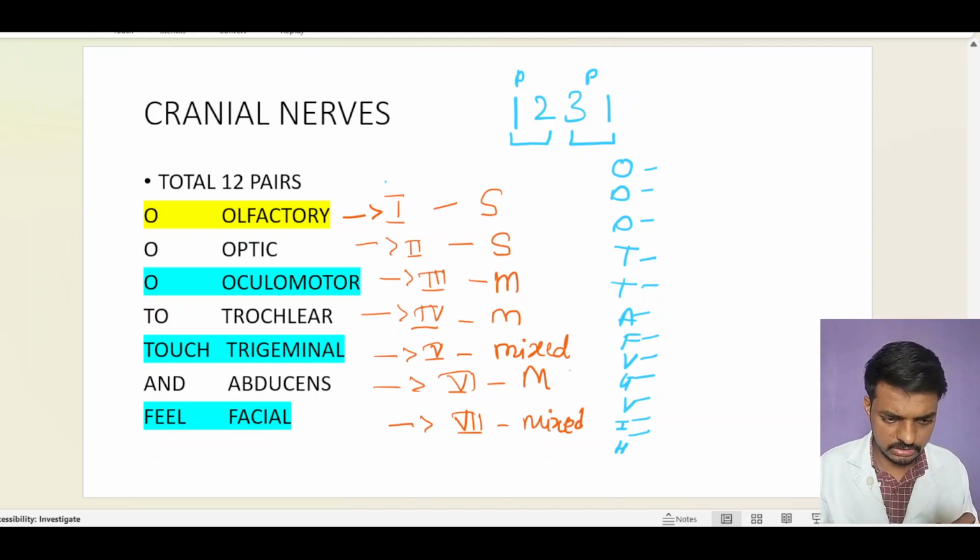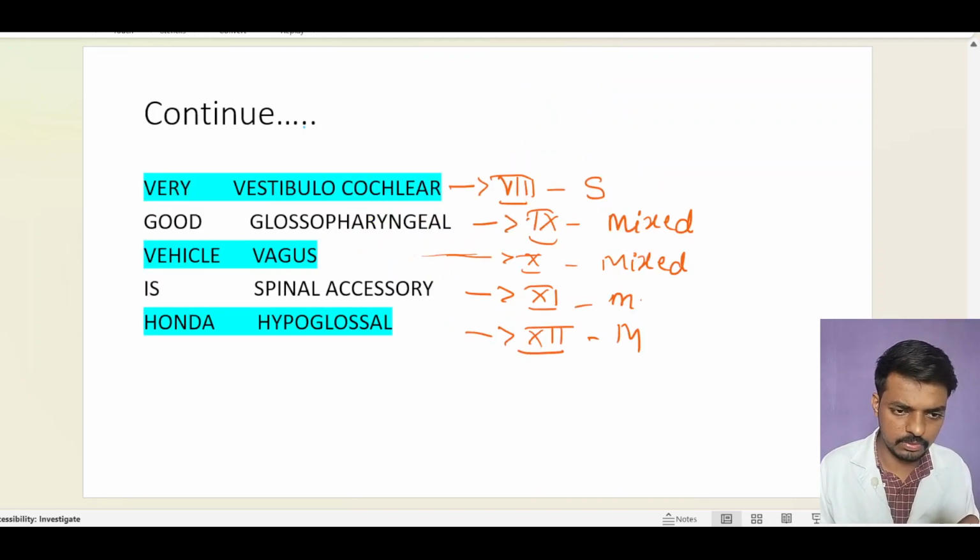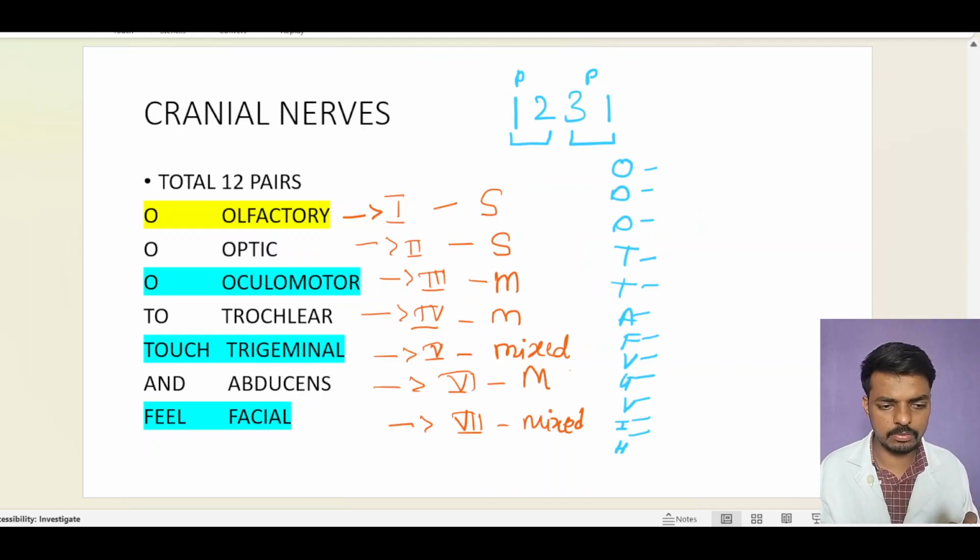Here, touch stands for the trigeminal nerve. Okay, and A stands for the abducens nerve. Feel is facial nerve. Okay, F for facial nerve, and V stands for the vestibulocochlear nerve, and G stands for glossopharyngeal nerve, V stands for vagus nerve, that is cranial nerve number 10, and 11th is spinal accessory, 12th is hypoglossal nerve. Okay, very important. You can remember the mnemonic as O, to touch and feel very good vehicle is Honda. Okay, you can write and practice this one.